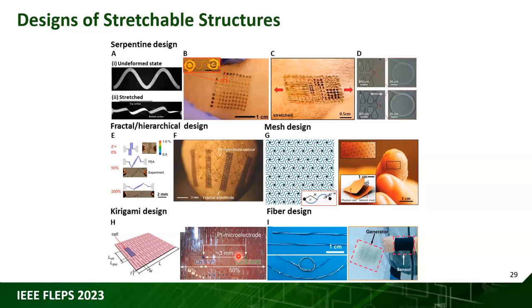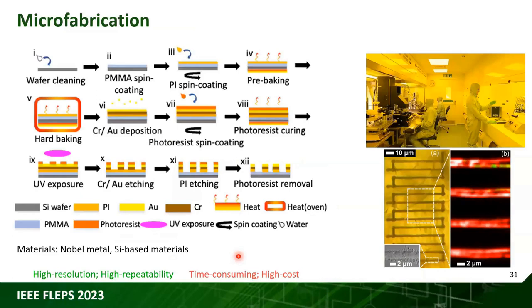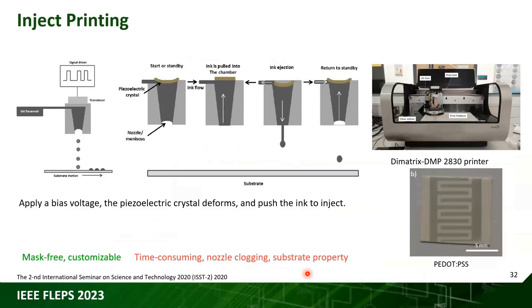And manufacturing and fabrication, of course, microfabrication is the standard way. Even our original ETA2 was fabricated in a clean room and transfer printed onto a substrate. It's very time consuming, very high cost, but a very high resolution and repeatability. Inkjet printing is a free form digital manufacturing. It's very, very popular nowadays.